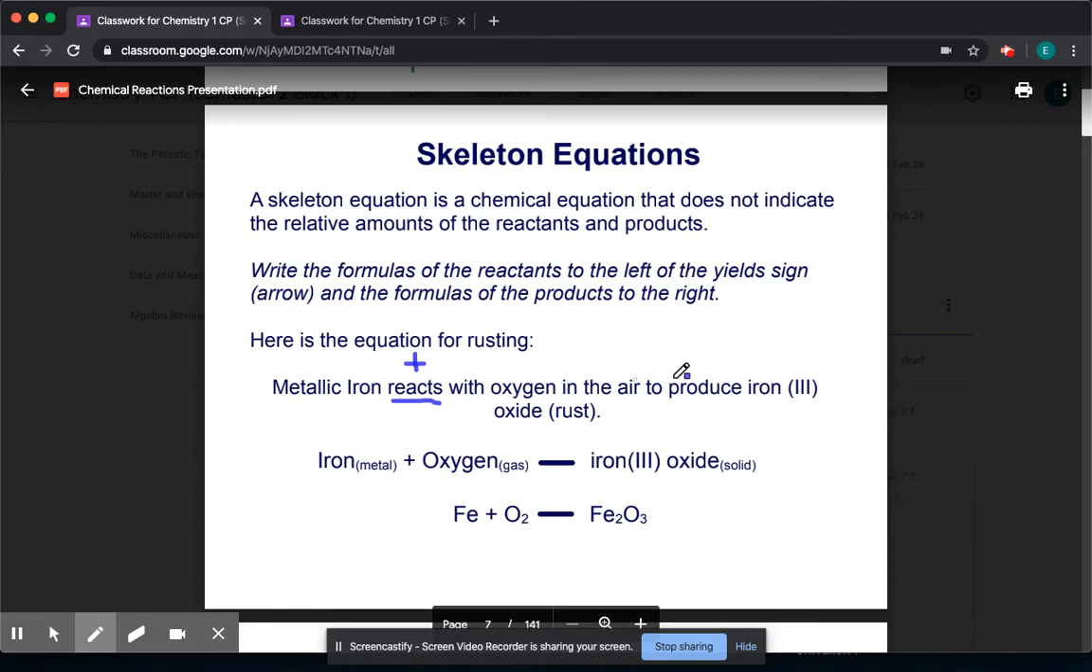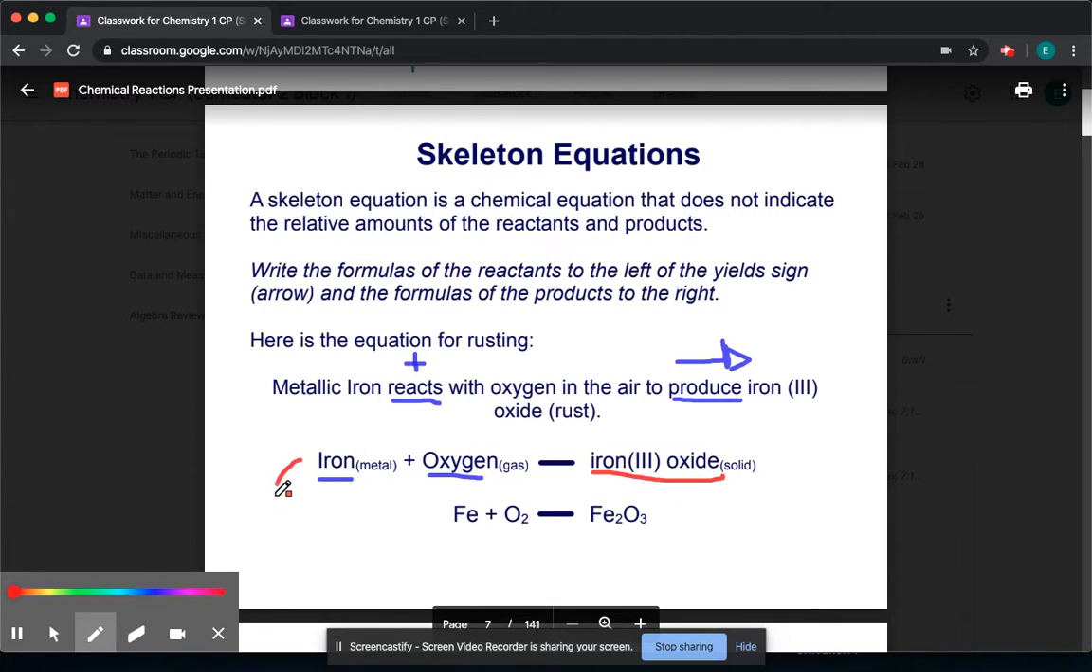Iron plus oxygen. Produce. Once you see produce, that is your cue to put the arrow. So produce means set up that arrow. This is now you're making something. What are you making? Iron reacts with oxygen, iron plus oxygen, to produce, produce is the arrow, iron oxide. Reactant, reactant, and then your product. Okay, so this is the chemical equation, but this is the chemical equation in word form.